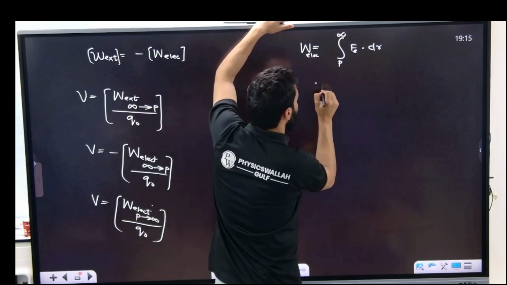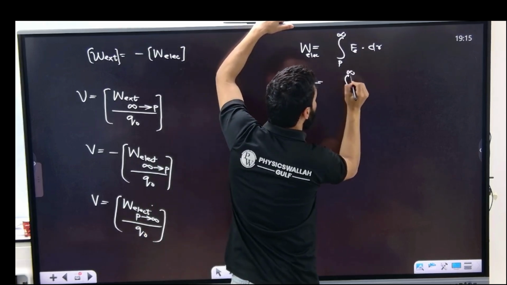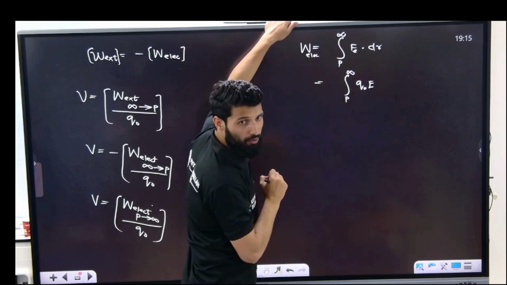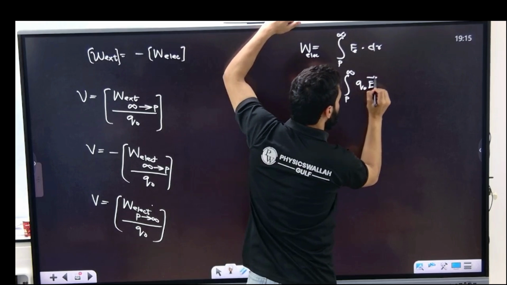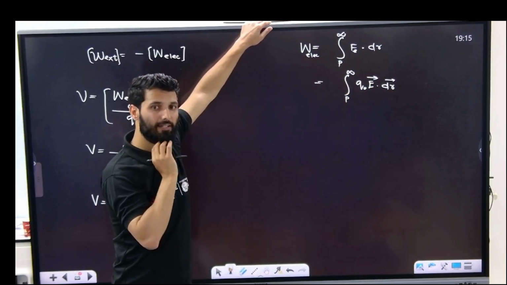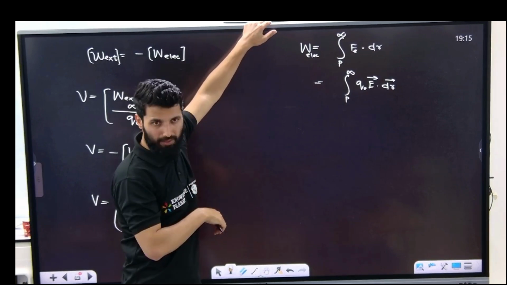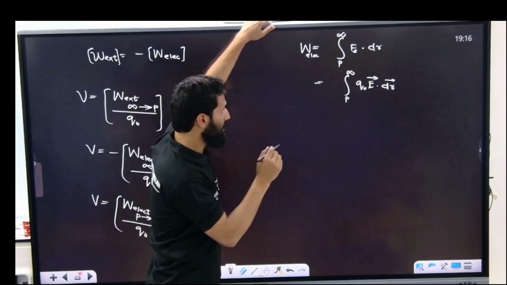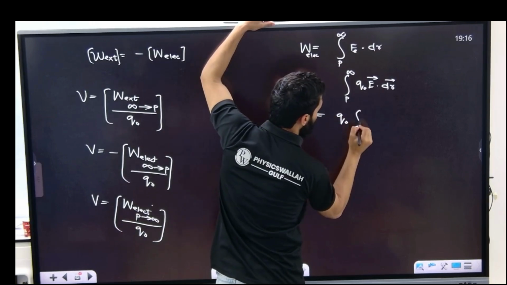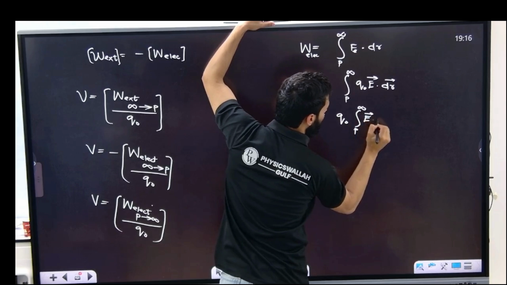Now tell me, what is my Fe, the electric force? Q naught multiplied by the field at that point. Yes or no? Q naught into E. Now tell me, is this E variable or constant? It's variable. Can I take Q naught out of the integration? Yes. So once I take Q naught out of the integration, I get Q naught into the integration from P to infinity of E dot dr.